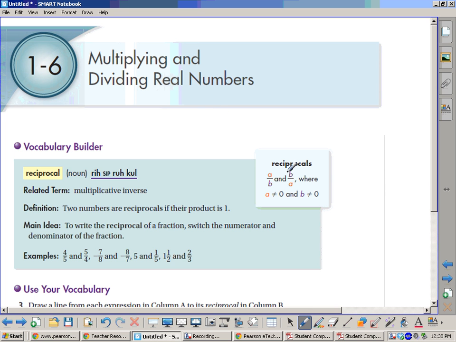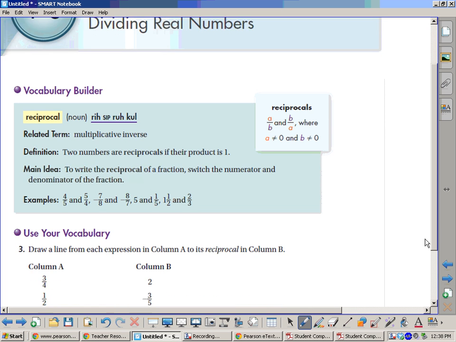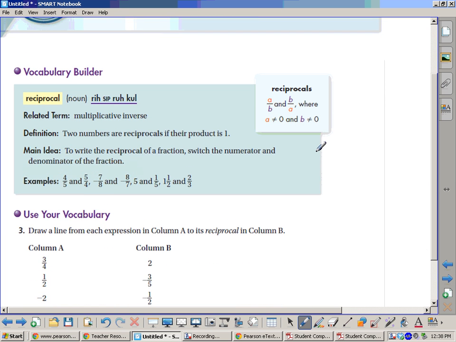Multiplying and dividing real numbers. So when we're multiplying and dividing, we have to understand what reciprocal is, and we'll be dealing with reciprocals when we divide. The reciprocal of a number is just to flip it. So A over B has a reciprocal of B over A. The only stipulation is neither one of those two numbers can be 0.